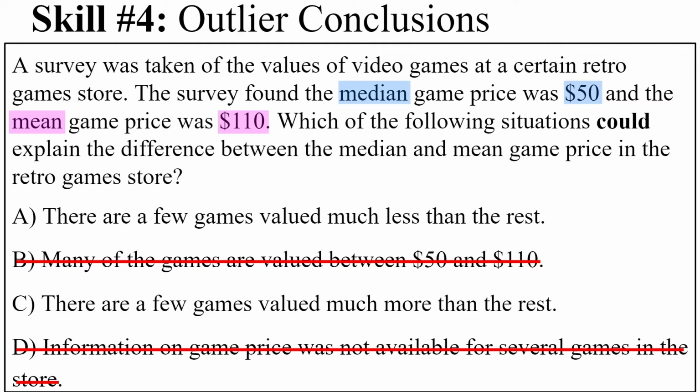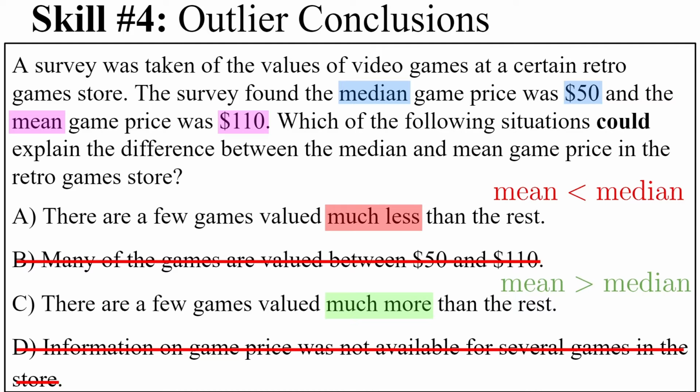That's what it's in between. So A is saying a few games much less. So he's basically saying there's a couple small outliers, which would mean that the mean is less than the median. However, as we were just talking about, the mean is bigger than the median. And that's what answer choice C is suggesting. So we're going to go with answer choice C. There are a few games valued much more. That's just an in-context way of saying there are a couple of big outliers, points that are much bigger than the rest of the data values.